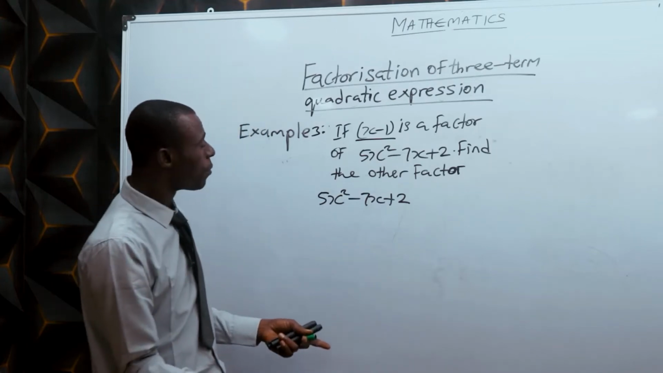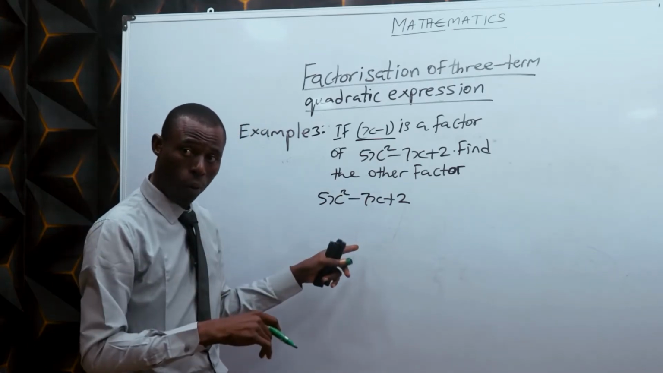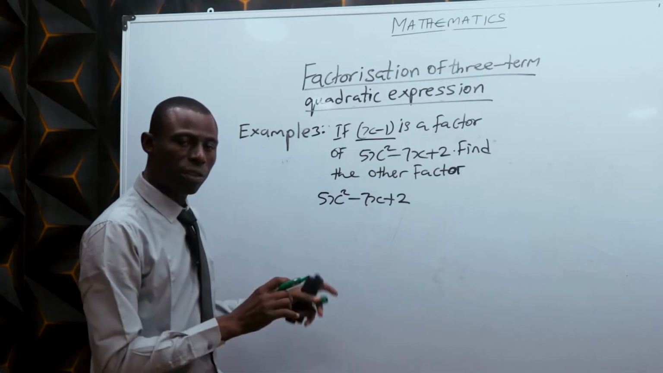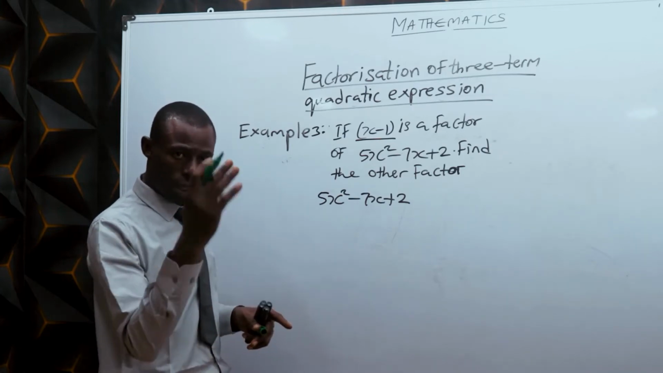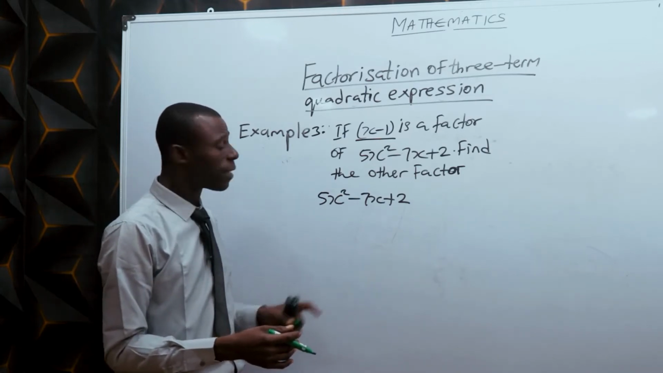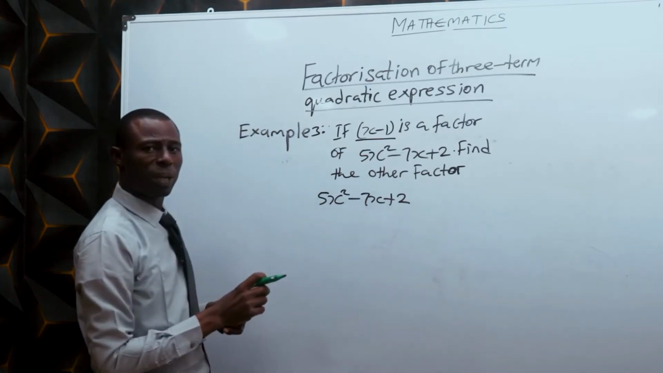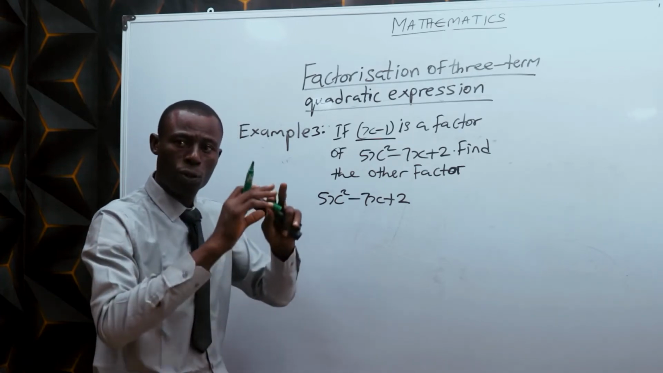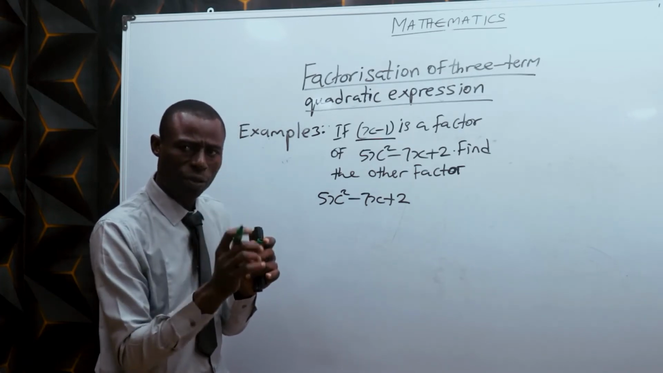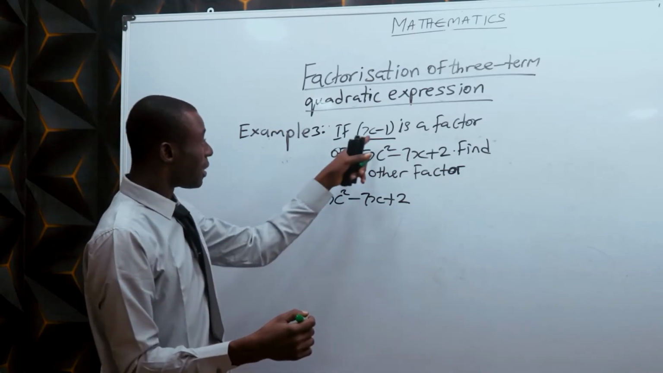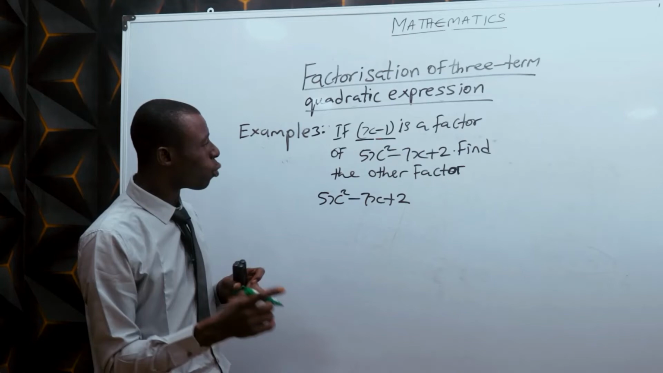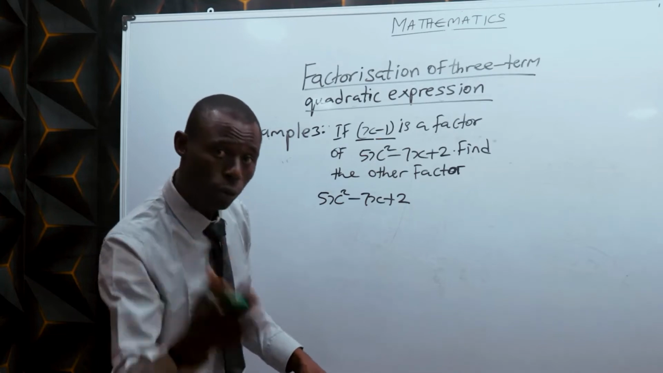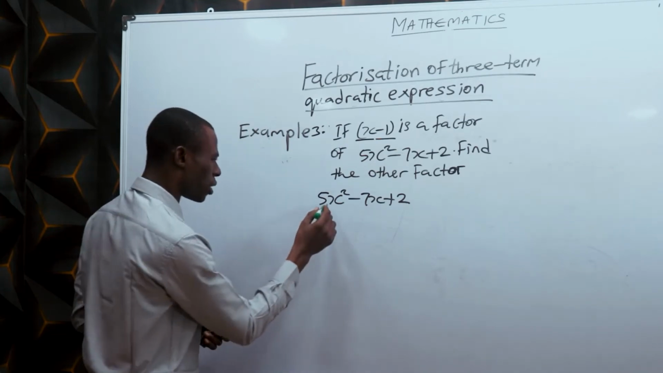Just don't trouble yourself. There are 2 ways to do that, but I will teach you one now. There is a method we use in polynomial division; later on, we'll be doing that. But now, factorize this expression given to you first. When you factorize it, you will discover 2 different factors. One of those 2 factors would be x minus 1. So the other one that is not x minus 1 is the other factor you are asked to find. I hope you understand. Let's go and see how we do it.